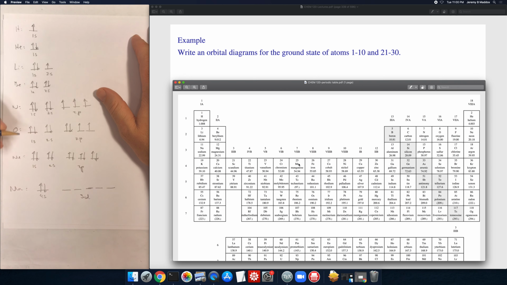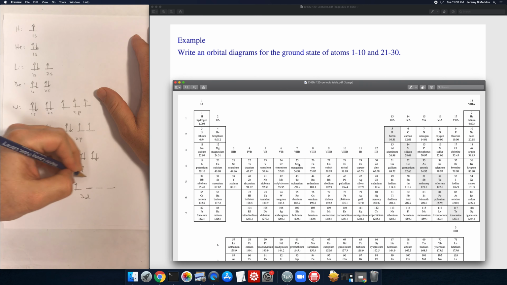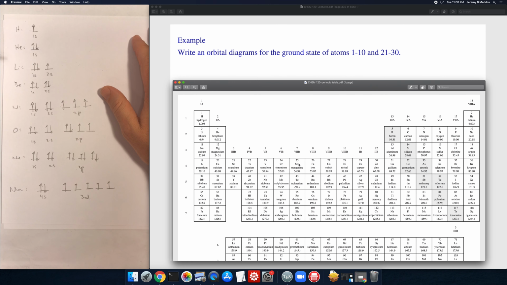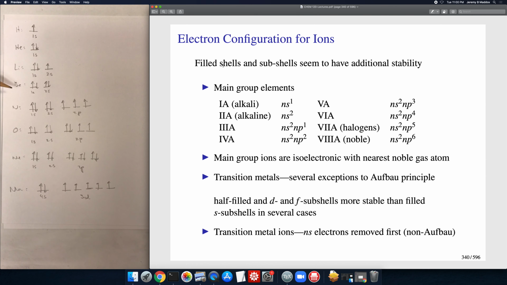1, 2, 3, 4, 5, 6, 7. Notice how I left them all unpaired for as long as I can. That's Hund's rule. I will leave other examples, other atoms, to you to work as exercises if you wish. And let's see, what do we have next?